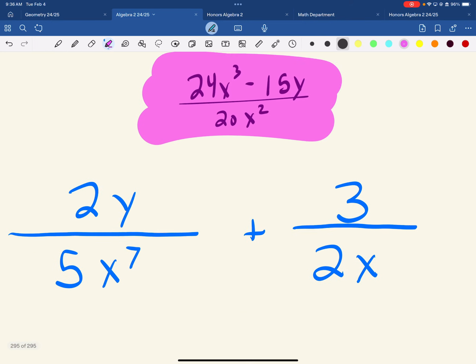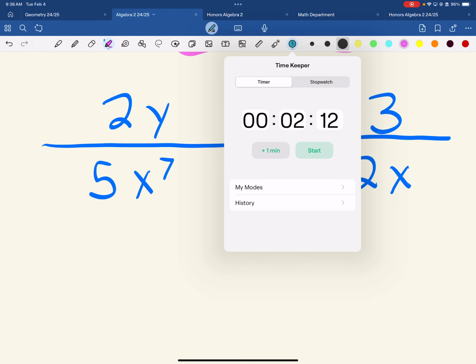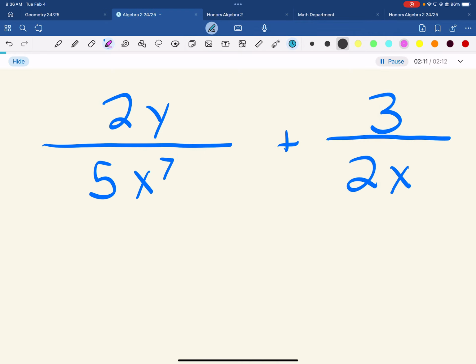All right, go ahead and try this one with a partner or on your own, depending on how you want to do it. 2 minutes and 12 seconds should be an adequate amount of time. Should be.